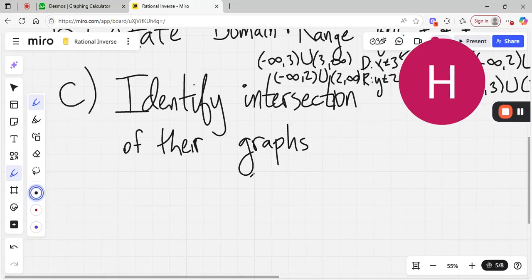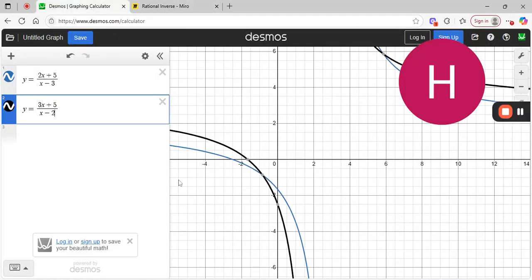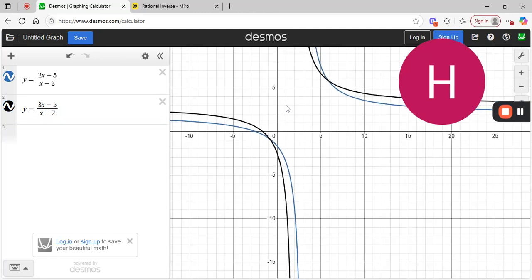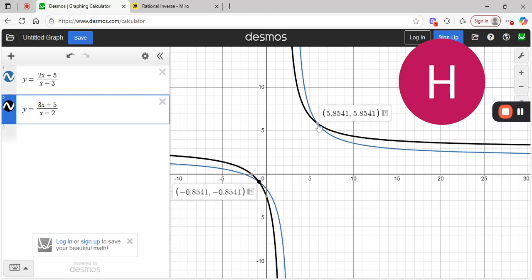Did I get that right? I could have made a mistake. I'm prone to making mistakes sometimes. Yeah, there we go. And you'll notice this is quite interesting. There are 2 points of intersection here. We have 5.8541, 5.8541, and negative 0.8541, negative 0.8541.